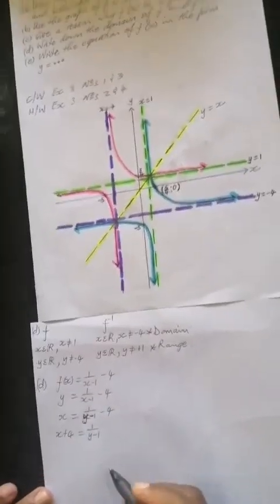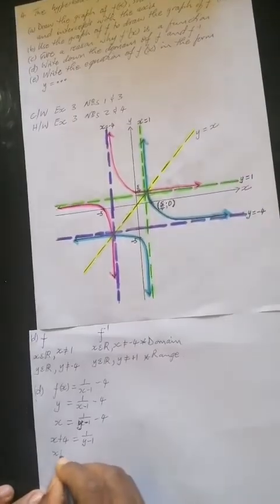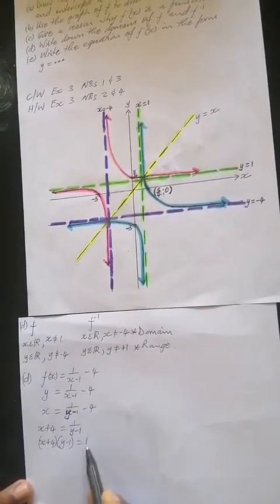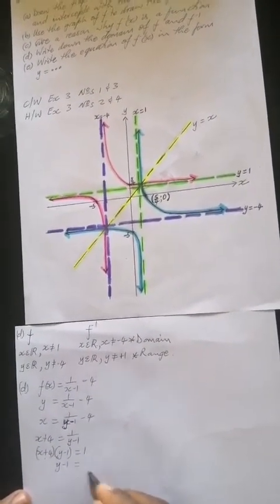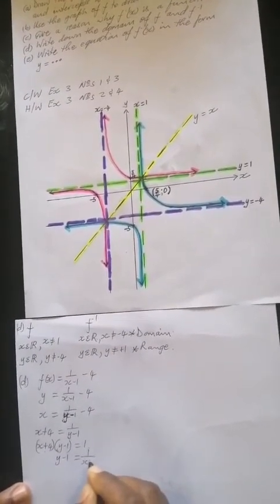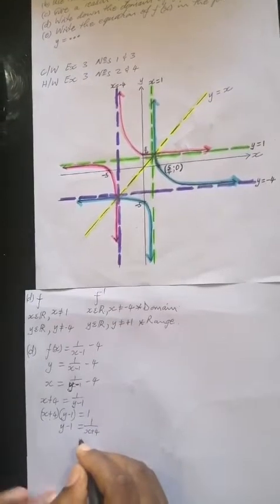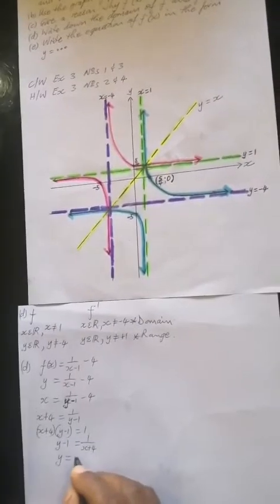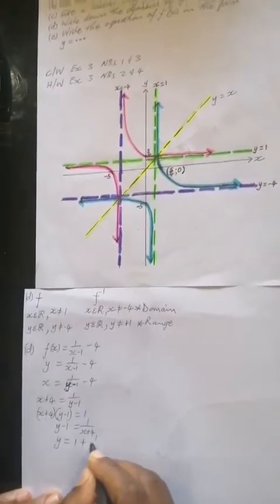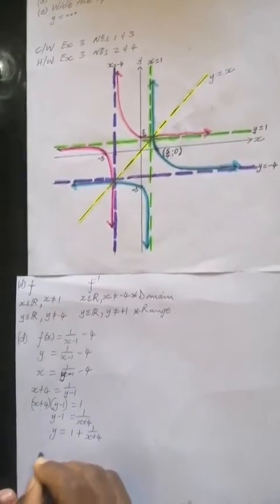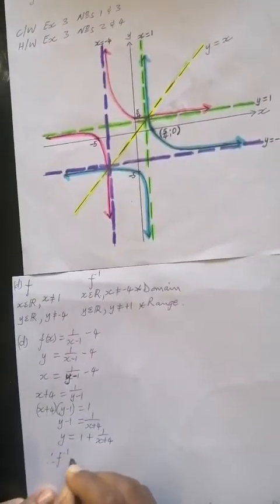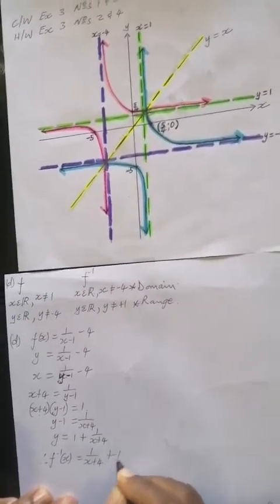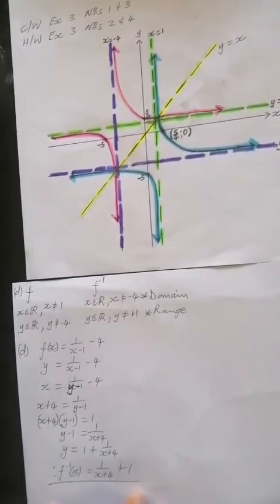Now at this point, we can cross multiply. It will be x plus 4 into y minus 1 is equal to 1. We take this that side. Y minus 1 will be equal to 1 over x plus 4. And therefore, we shall transfer this one that side. Y will be equal to 1 plus 1 over x plus 4. Therefore, our f inverse of x will be equal to 1 over x plus 4, plus 1. This is our answer to that question.